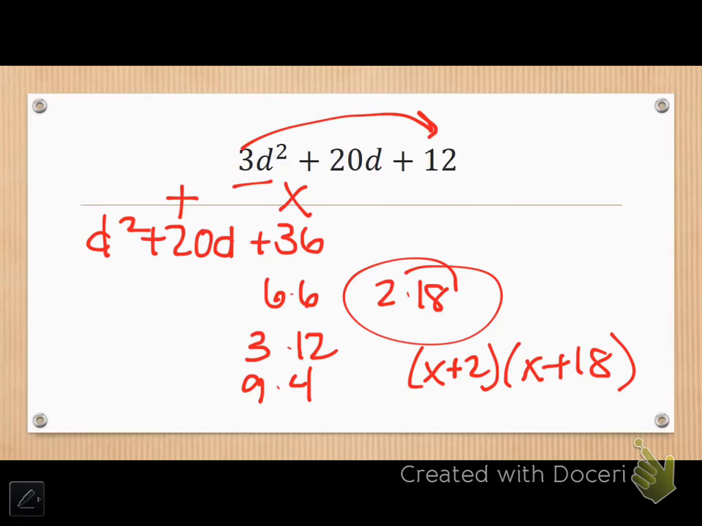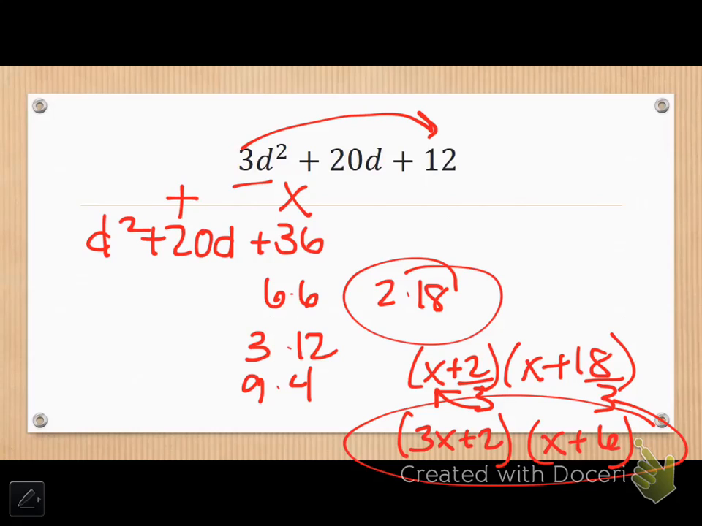Okay, and we sent a 3, so we divide everything by 3. This one has to go bottoms up because it's a fraction. And 18 divided by 3 is 6. So there's my answer.